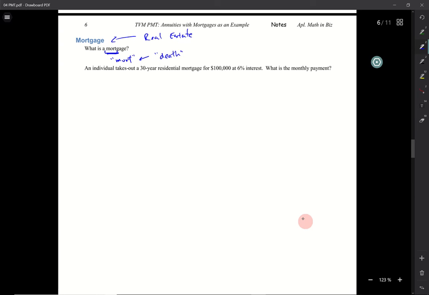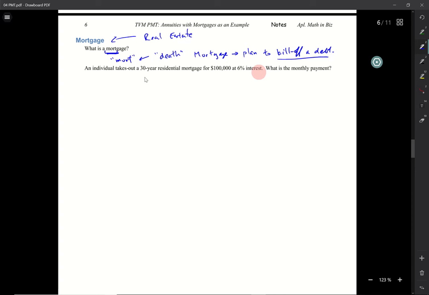So mortgage, you can think of it as a plan to kill off a debt. Okay, killing off a debt is a good thing, right? Death is not a pleasant topic to talk about in general, but getting rid of a debt, that's a good thing, right? So it really is a plan to kill off a debt.